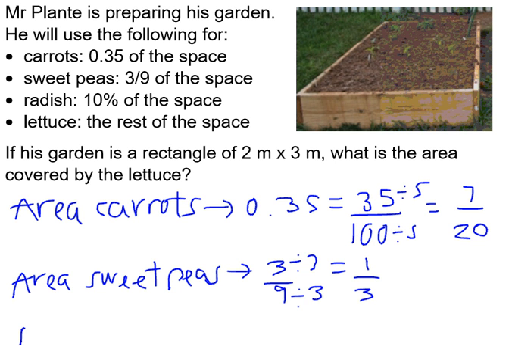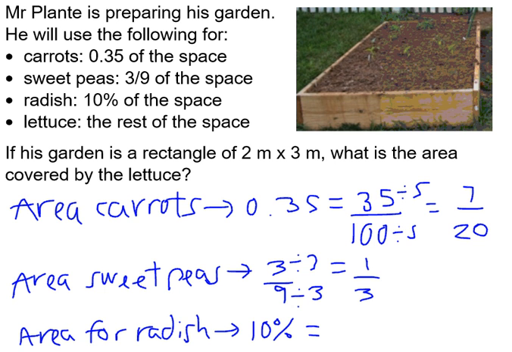And the last part is the area for radish. The area for radish is 10%. So 10%, if you change this into a fraction, is 10 out of 100. We can simplify this by dividing by 10 up and down. That gives us 1 over 10. So these are the fractions that we know, and we know that the lettuce has the rest of the space.